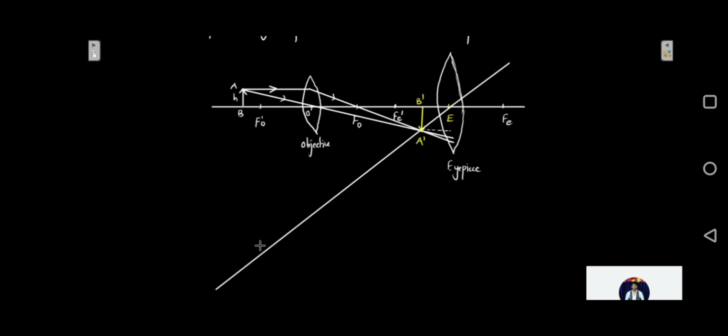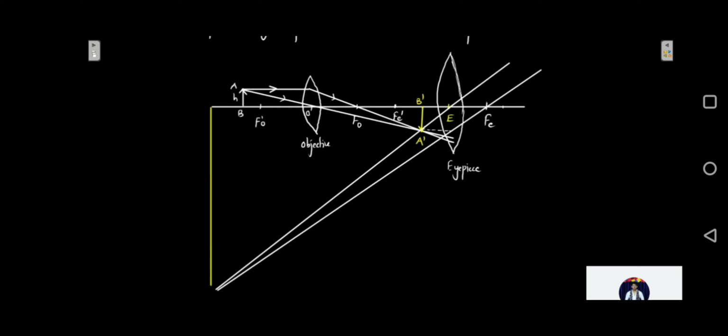And the second ray would be passing something like this, which is going to pass through the focal length. So I'll have to shift the focus a little bit. So this has to be passing through the first focus of the eyepiece, okay? And here you are going to receive your final image, which is going to be a virtual image with respect to the object at this point over here.